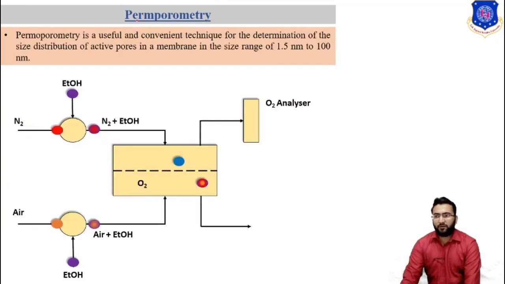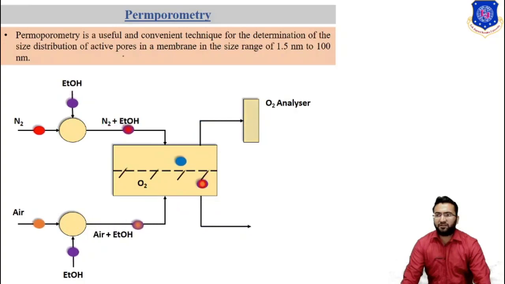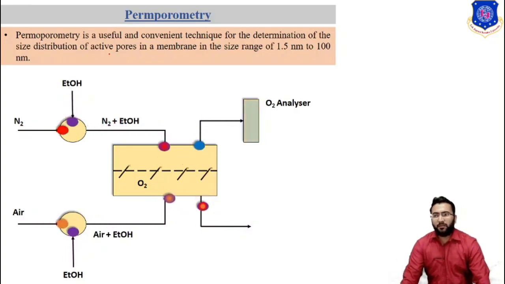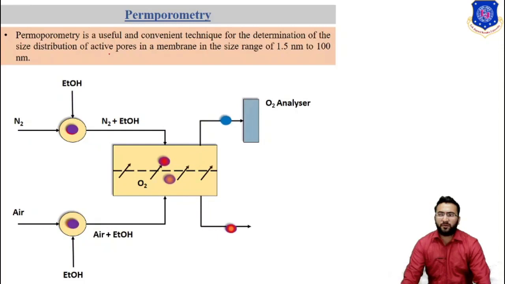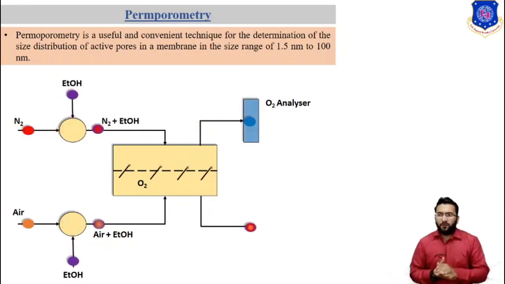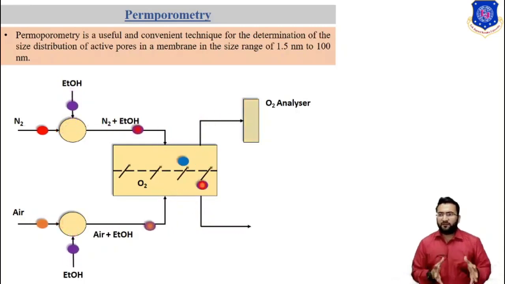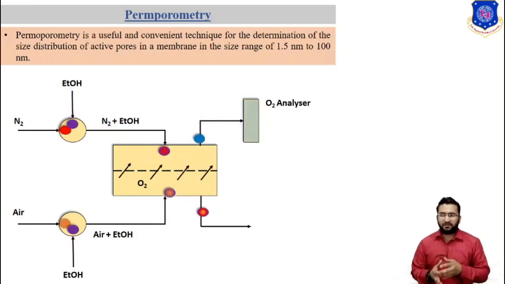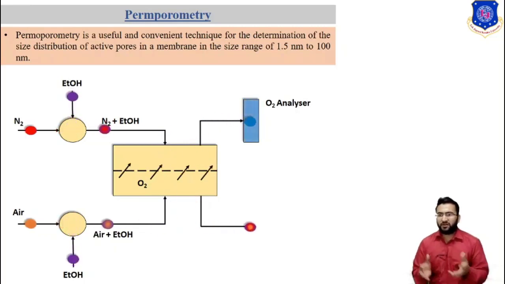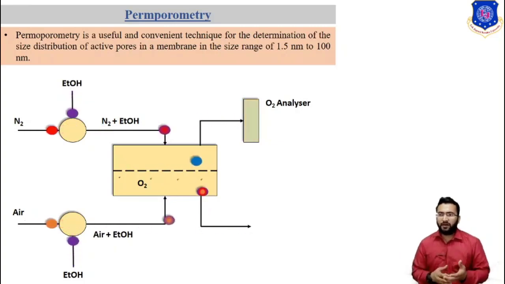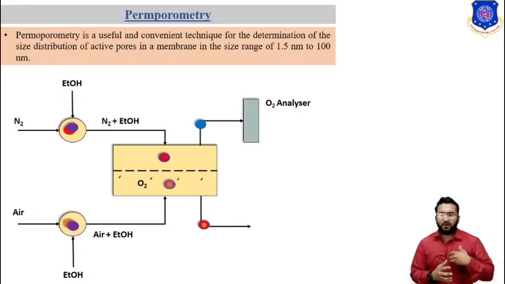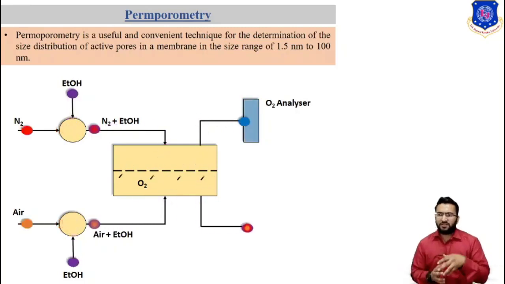Now let us discuss the pulse porometry method. Pulse porometry is a useful and convenient technique for the determination of the size distribution of active pores in membranes in the size range of 1.5 nanometer to 100 nanometer. The membrane is clamped between two flowing gas streams. The permeate side of the membrane is swept by an inert gas such as nitrogen. The feed side of the membrane is swept by a mixture of inert gas, condensable vapor and probe gas. This is quantitatively measured at trace level, such as O2.